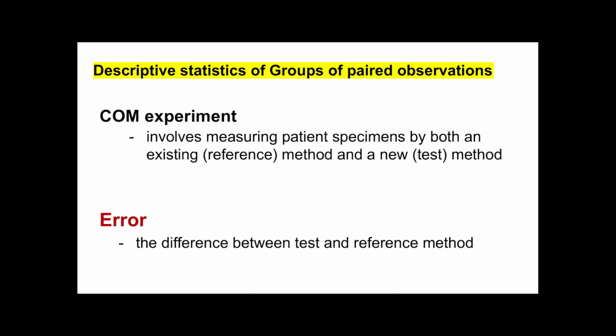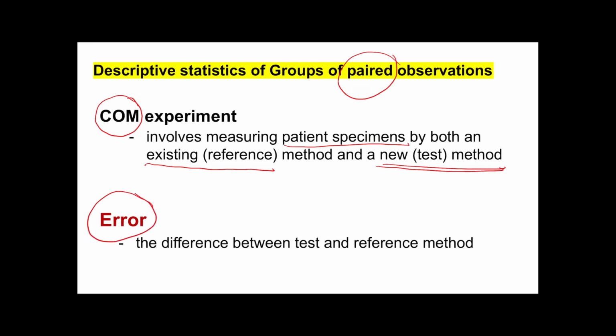So this is commonly encountered in comparison of methods, or what we call the COM experiment. In the COM experiment, this involves measuring patient specimens by using two methods. That's why we have here paired observations. So we use the existing or reference method to measure the patient specimen and compare it with a new or test method. And the difference between the two is obtained, and that is what we call the error.